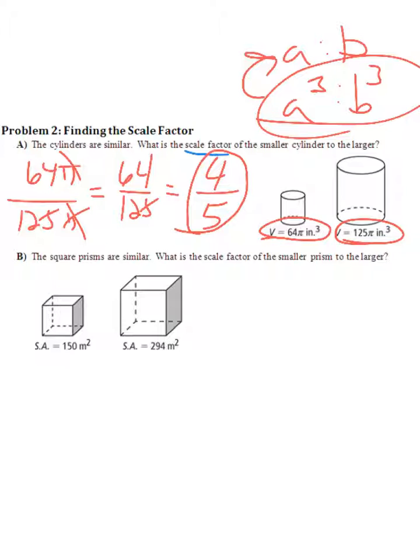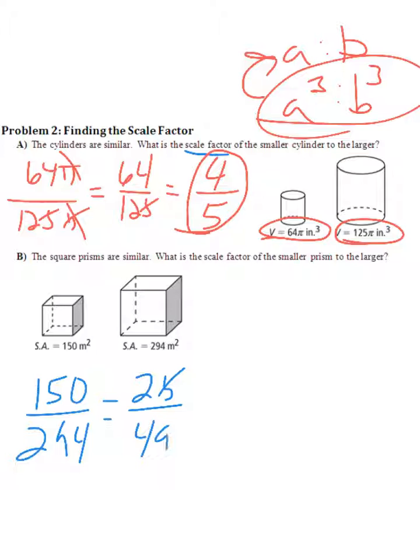Same thing with the next example. We've got two square prisms that are similar. What is the scale factor of the smaller one to the larger? So again, smaller will go on top, larger will go on bottom. If we simplify that down, we can take a 6 out of both the top and the bottom, giving us 25 over 49. Now, when we're given surface area here, remember, scale factor is A to B.